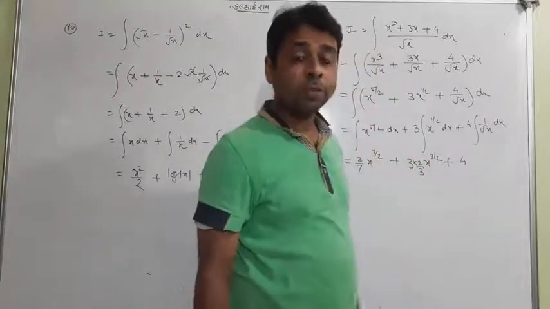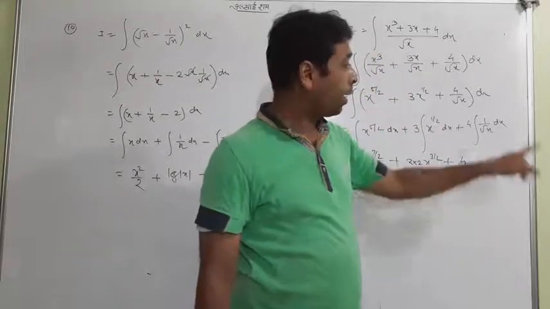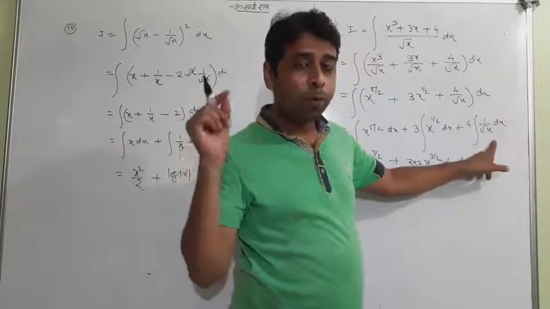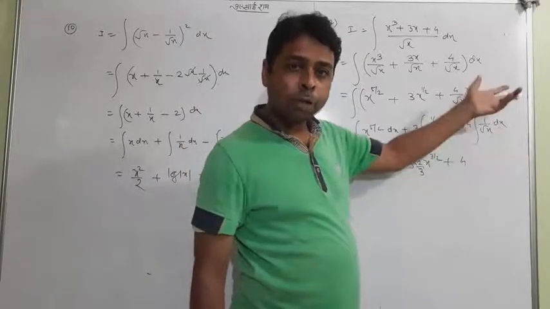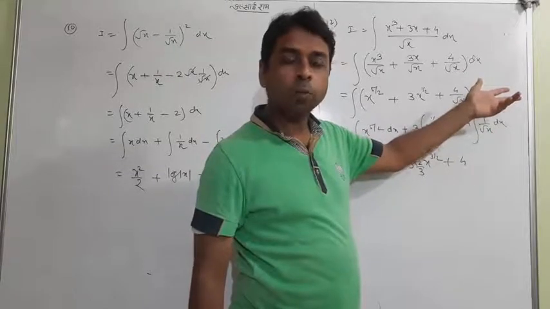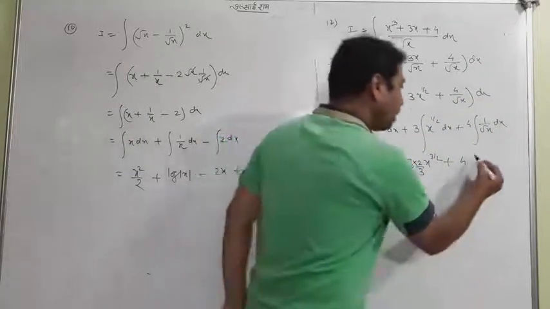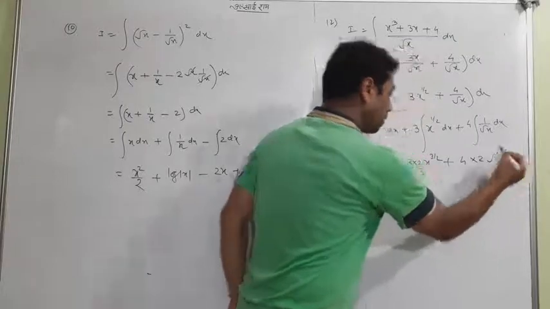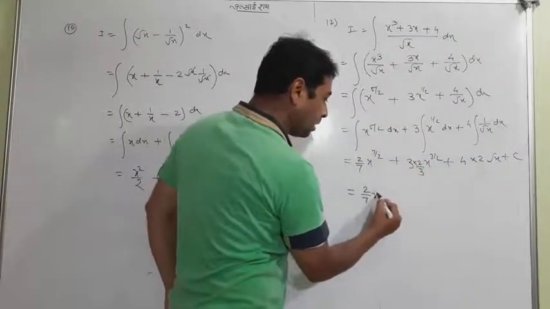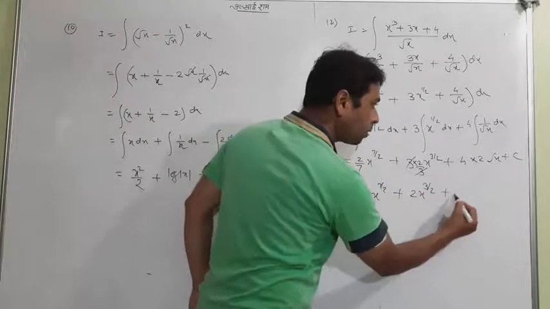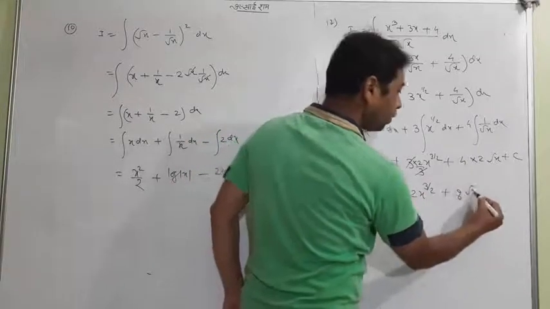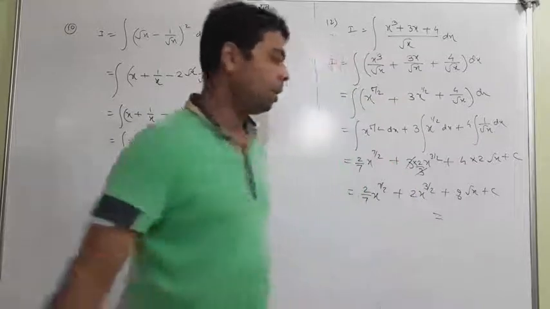How to do this? Yesterday I taught you the formula. The integration of 1 by root x is 2 root x. If you don't remember the formula, you can write x to the power half, transfer it to the numerator as x to the power minus half. You can use the power form. So the answer will be 2 into the same, plus c. And now only manage the answer. Cancel the last answer. 2x to the power 7 by 2 over 7 plus 2x to the power 3 by 2 plus 8 root x plus c, and that's the answer to the question.